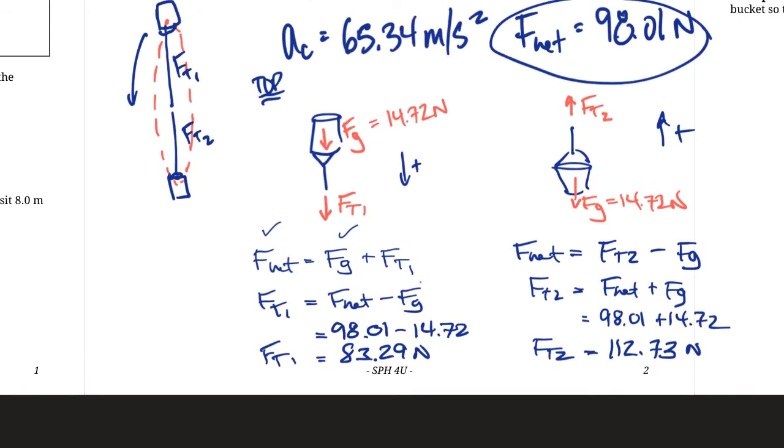And that makes sense because when it's at the bottom, gravity is like pulling against that tension, right? But when it's at the top, it's like the bucket is lighter because gravity is working in your favor. It's pulling it down in the same direction as the tension. So that makes sense. Lastly, let's just round these to two significant digits each. Ft1 is equal to 83 newtons, and Ft2 is equal to 113 newtons. Okay? So hopefully that makes sense to you.